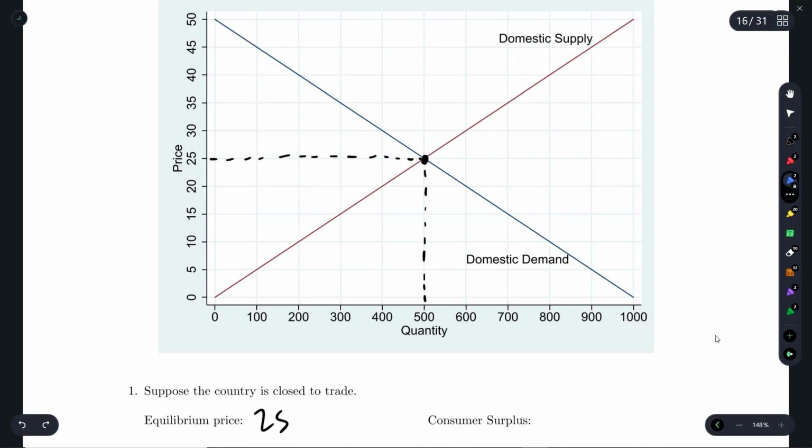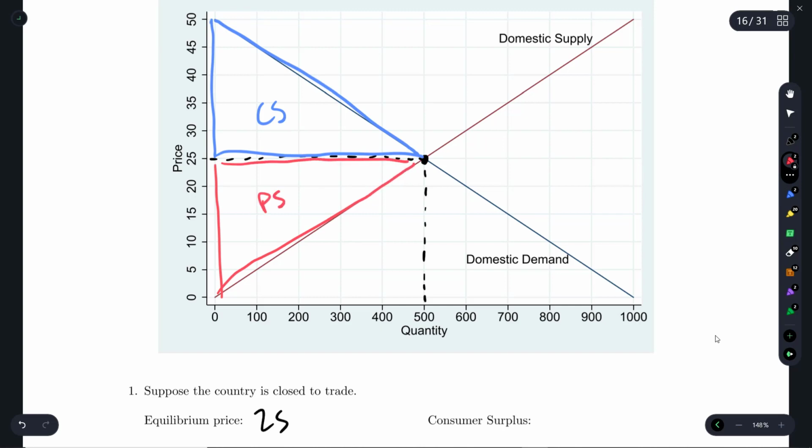For consumer surplus, it's the triangle below the demand curve and above the price, which is 25. For the producer surplus, the triangle above the supply curve and below the price. We can see here that our triangles are the same size, but that does not always have to be the case. We're going to use the formula for an area of a triangle, 1/2 base times height.